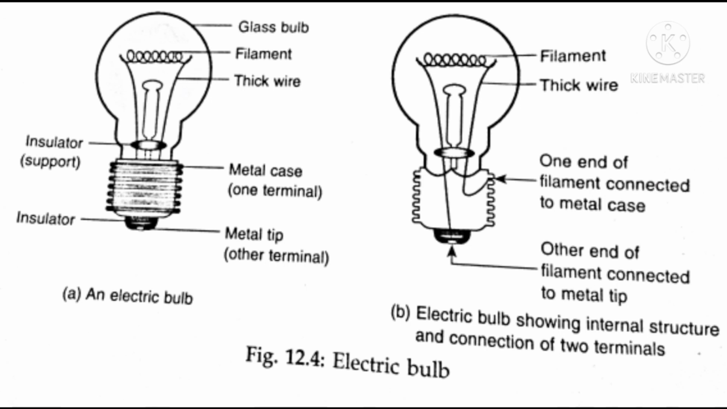How does an electric bulb work? An electric bulb glows when an electric current passes through its filament, which is connected to the two terminals. The filament heats up and glows to give light. What does it mean when we say a bulb has fused? When the filament of a bulb is broken, the bulb is said to be fused.